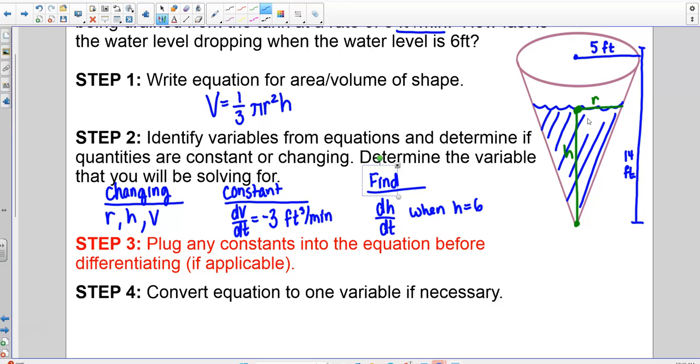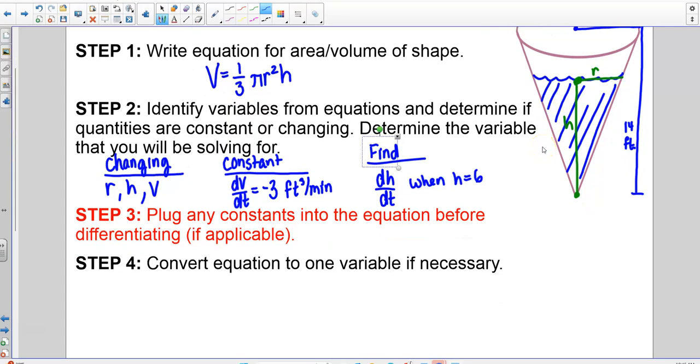So what we can do, because the cone of the water is going to be similar to the big cone, is we can set up a proportion for this, for ratios. So the ratio of the radius to the height, ratios can be written as fractions, r over h, is always going to reduce to 5 over 14. Right, or be equivalent to 5 over 14. If I take the radius and divide it by the height at any point, I should still get 5 over 14 because the cone is going to be similar to the big cone.